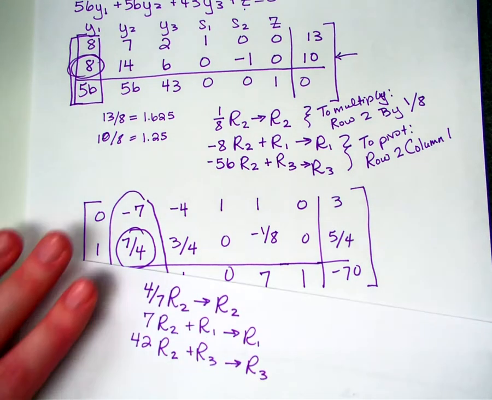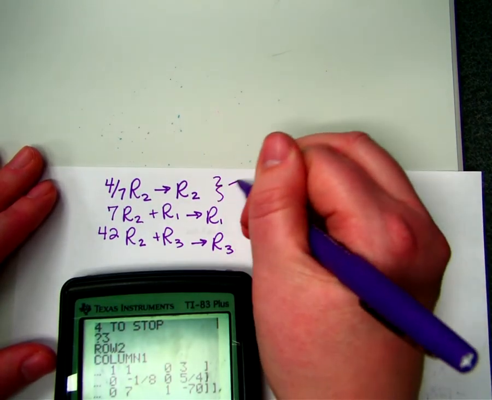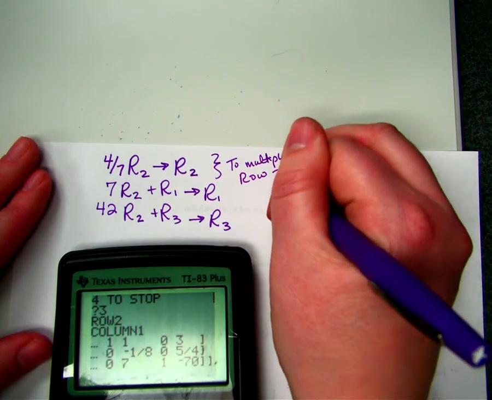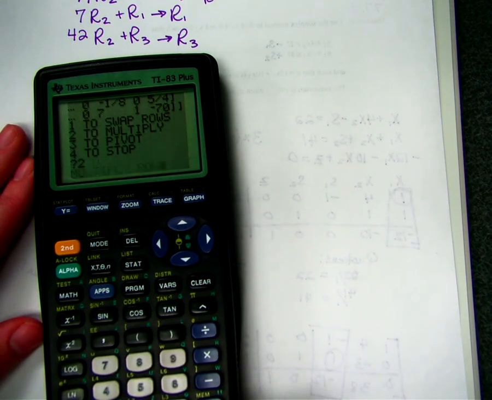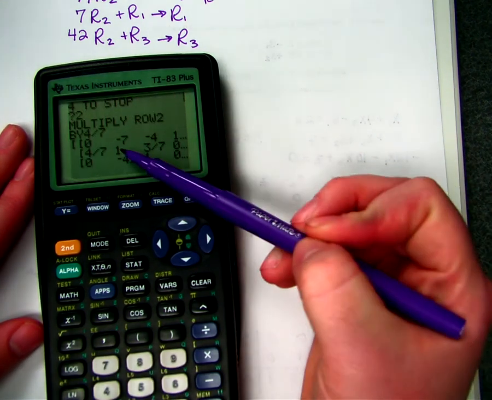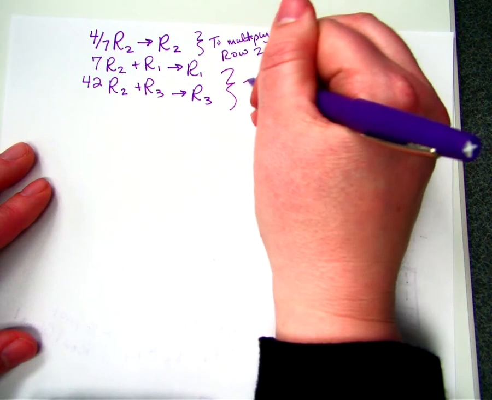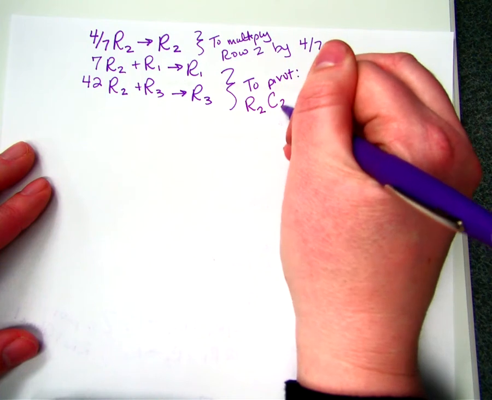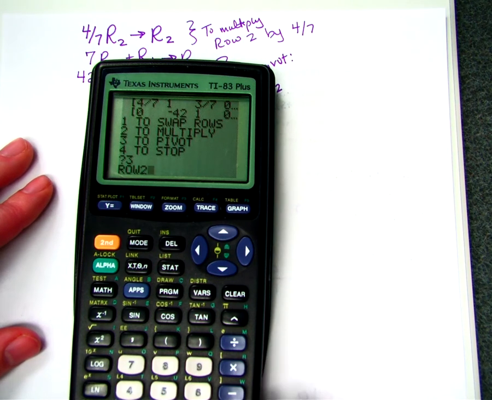So bring back your calculator. In your calculator, when we're turning something into a 1, this is called to multiply. And we are going to be multiplying row 2 by 4 divided by 7. So in your calculator, hit enter, and 2 to multiply row 2 by 4 over 7. So notice there's now a 1 in your pivot position. Next, we're going to turn both of those numbers into zeros, and we do that in our calculator with the to pivot function. And where is our pivot position now? It is in row 2, column 2. So in your calculator, choose option number 3 to pivot around row 2, column 2.